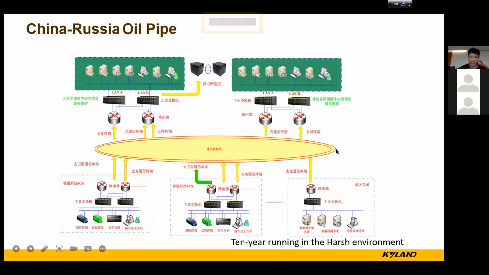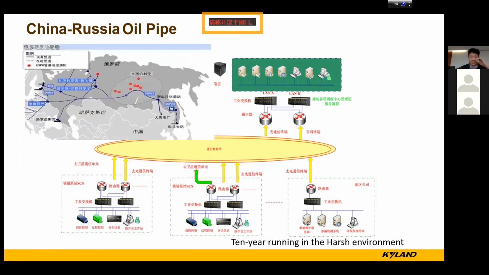The communication network is based on the existing providers. With this communication network, different areas can communicate with each other and then uplink to the core layer.